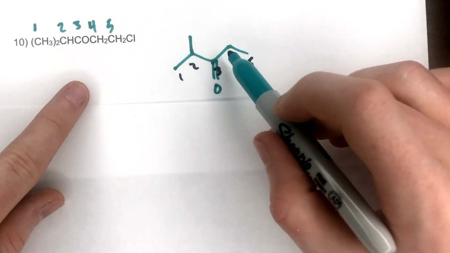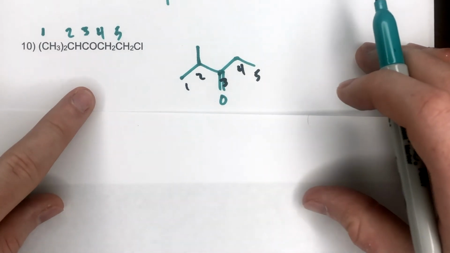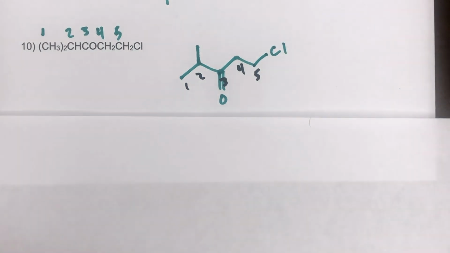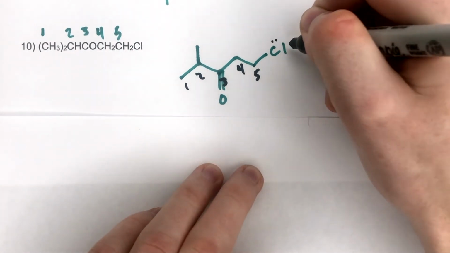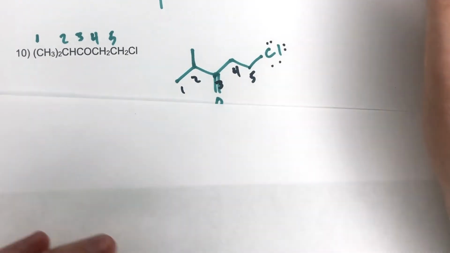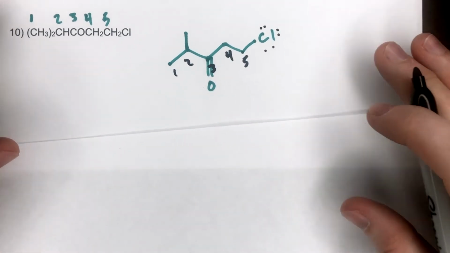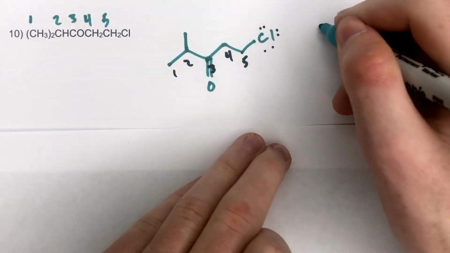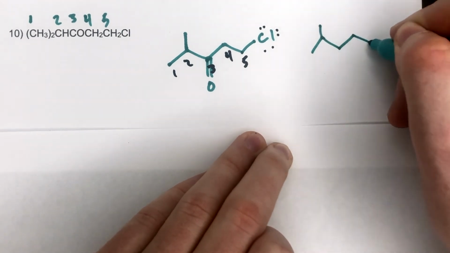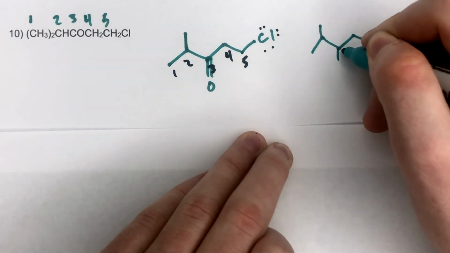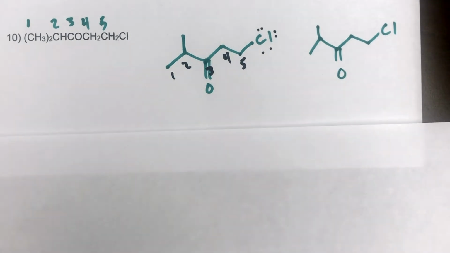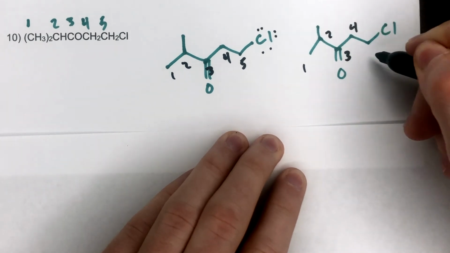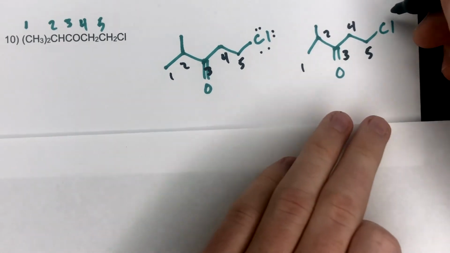Carbon 4 is a CH2, so that's good as is. Carbon 5 is a CH2 bound to a chlorine. So we add a chlorine at carbon 5, and again, it has its lone pairs to give it no formal charge. Okay, now let me redraw this so it looks a little bit cleaner. Okay, and then here we have carbon 1, 2, 3, 4, 5. And the lone pairs on the chlorine, of course.